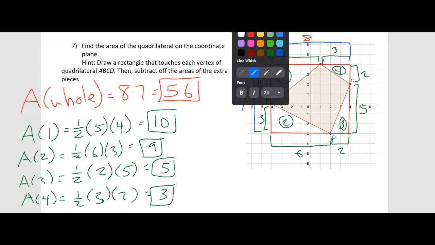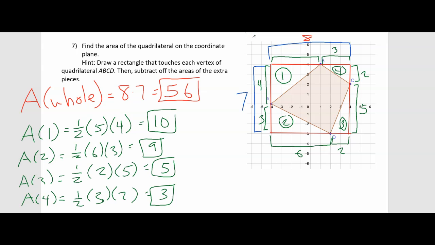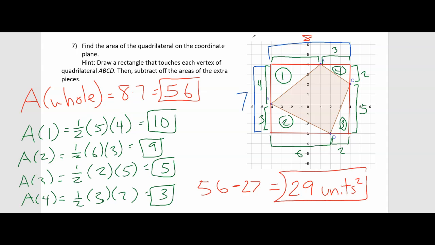So if I subtract all of those green portions off from 56, I get 56 minus all of those, which ends up being 19 plus 8, 27, which gives me 29 units squared. I don't know what my units are, so we just call them units. So 29 units squared would be the area of that shaded figure.